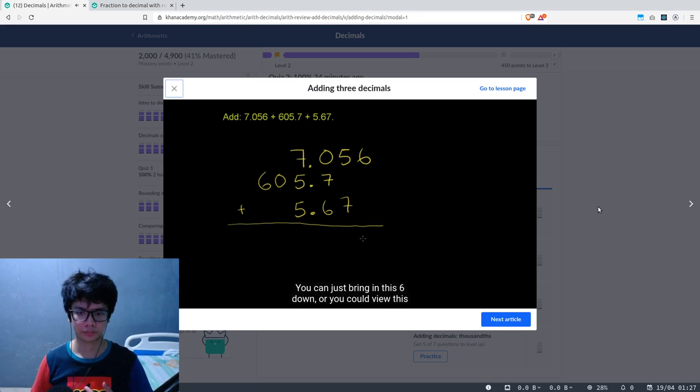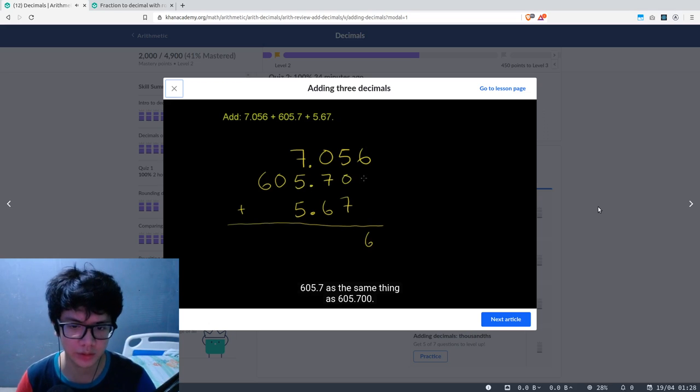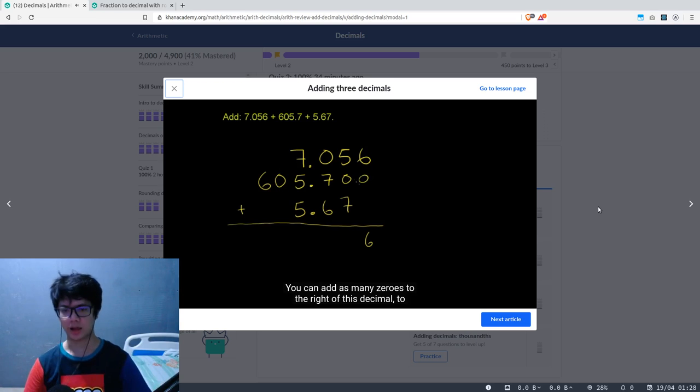You could just bring this 6 down. Or you could view this 605.7 as the same thing as 605.700. You can add as many zeros to the right of the decimal, to the right of the 7, as you want, since we're sitting on the right side of the decimal, without changing its value. You can also do it here.